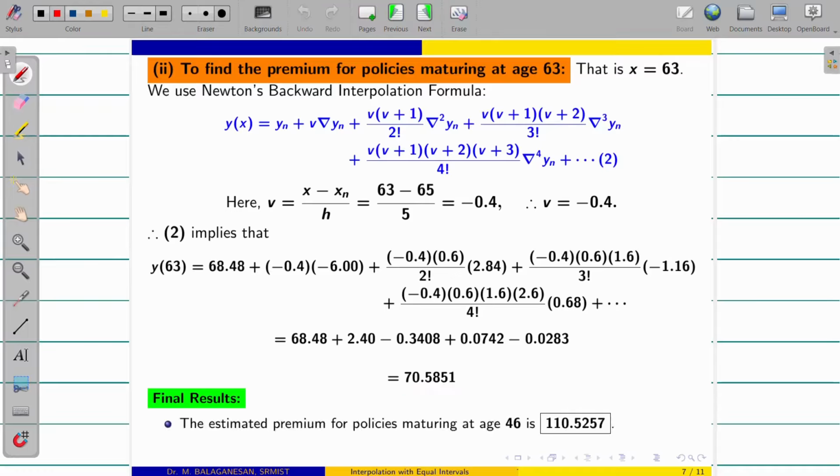So the final result: the premium of the policy maturing at x equal to 46 is 110.5257. Similarly, at age 63 is 70.525851. I hope this video lecture is very helpful to solve the problems under interpolation concept, particularly for equal intervals.